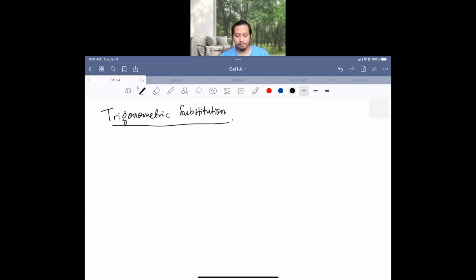Trigonometric substitutions. Perhaps to make it more understandable, we could start with the basic identities that we have from the previous trigonometric integrals. The first one is sine squared x plus cosine squared x equals 1. And the other one is tangent squared x plus 1 equals secant squared x.